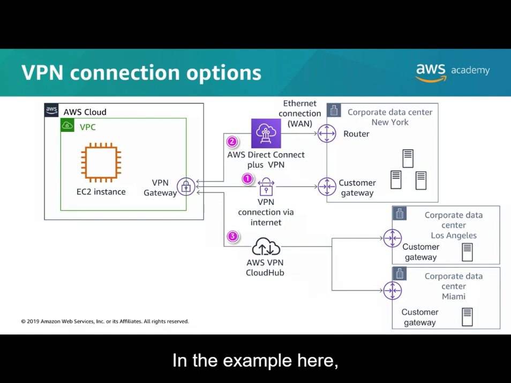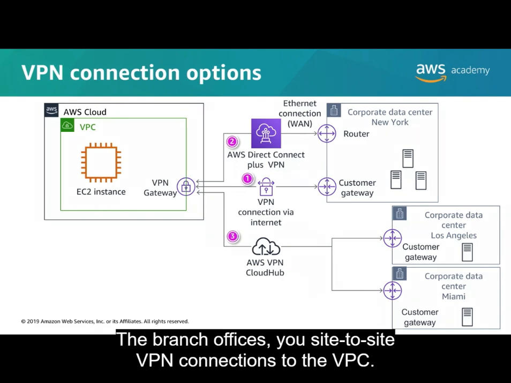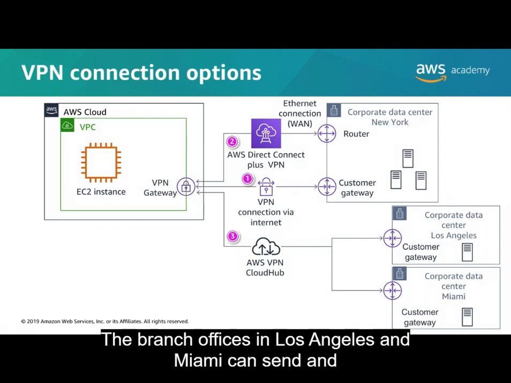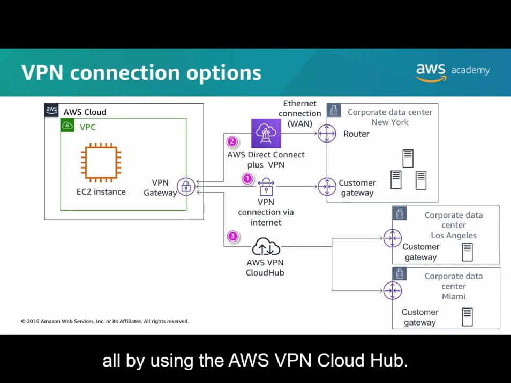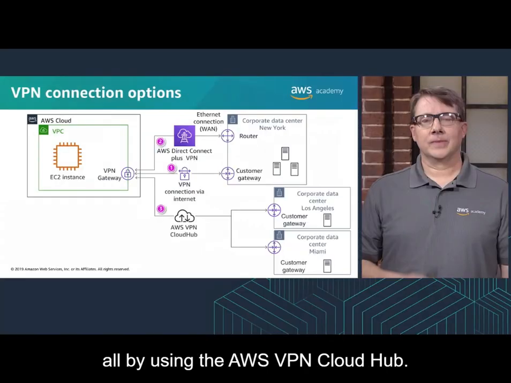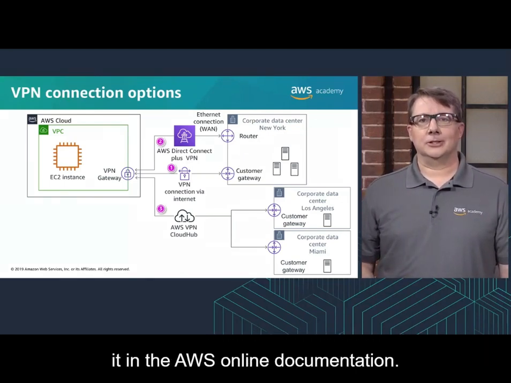In the example here, the corporate headquarters in New York City has a DX connection to the VPC. The branch offices use site-to-site VPN connections to the VPC. The branch offices in Los Angeles and Miami can send and receive data with each other and with the corporate headquarters, all by using the AWS VPN Cloud Hub. For more information about VPN Cloud Hub, search for it in the AWS online documentation.